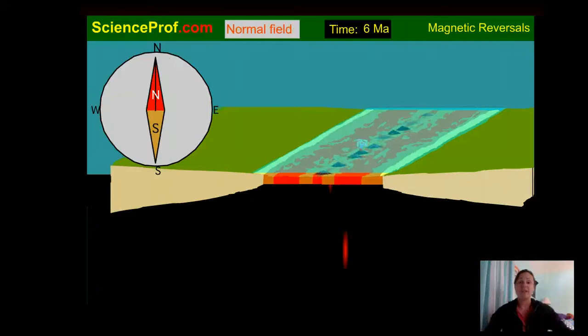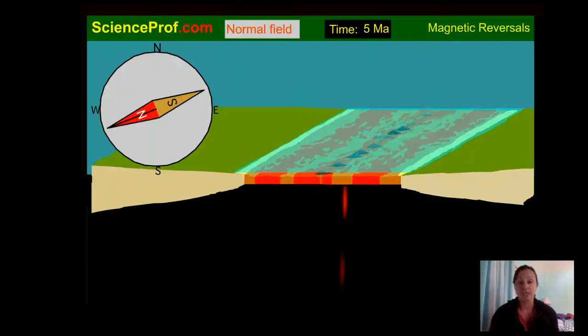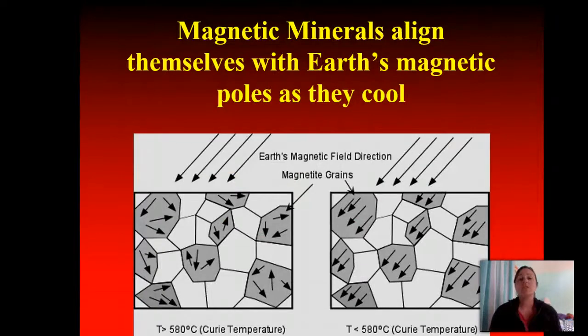It's also evidence that the continents have moved over the years. So the magnetic minerals align themselves with the Earth's magnetic poles as they cool and harden from this mid-ocean ridge.